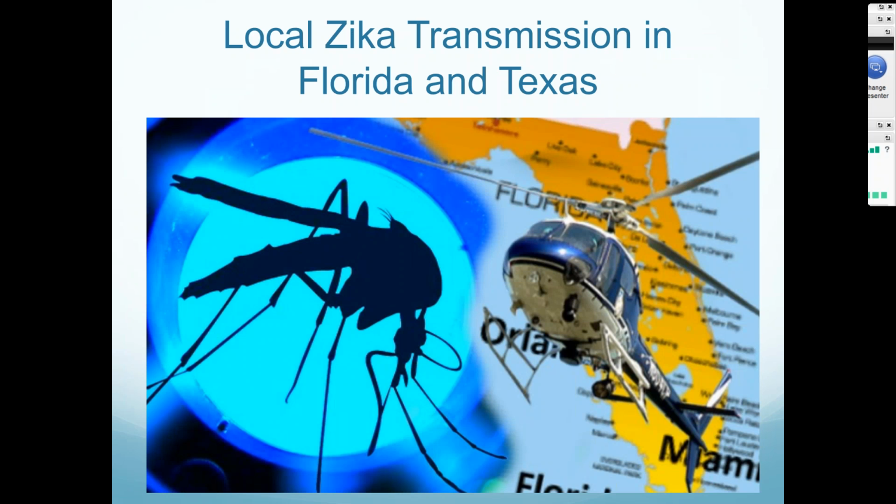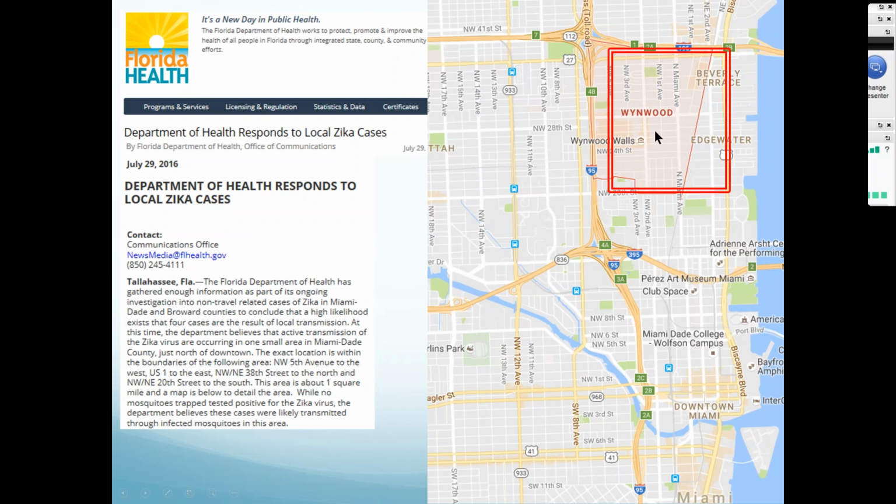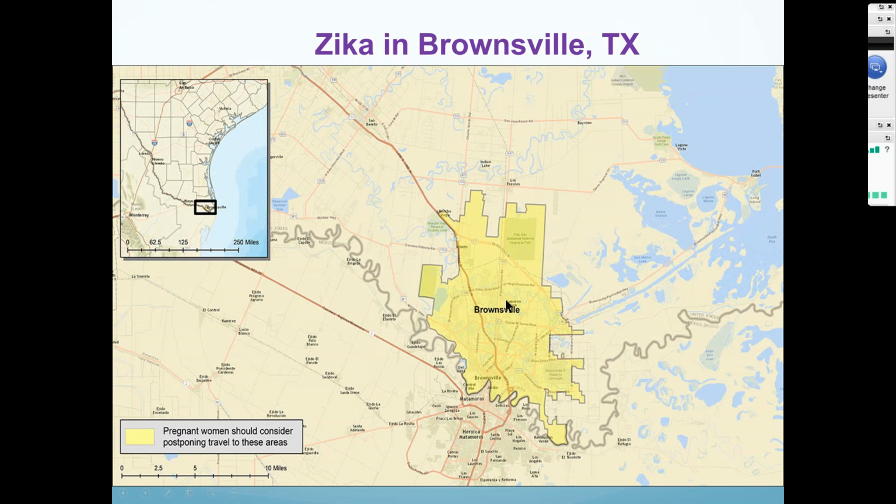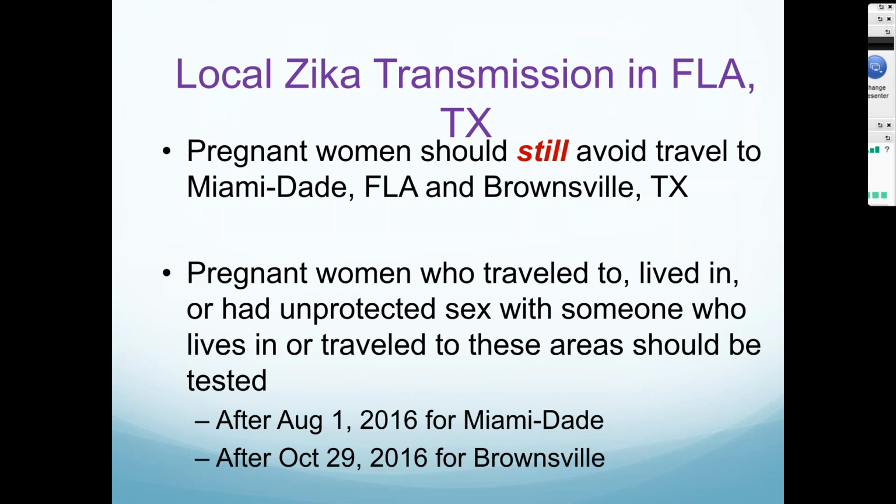Local Zika transmissions in Florida and Texas certainly have occurred. As you can see, the health department response. Wynwood is an artsy area in Miami. That is where it first came, but then they found more down the beach. Zika in Brownsville, Texas. These are, again, very specific areas. Spraying has occurred in these areas in Florida, but the winds on the beach seem to not have as much effect as we want.